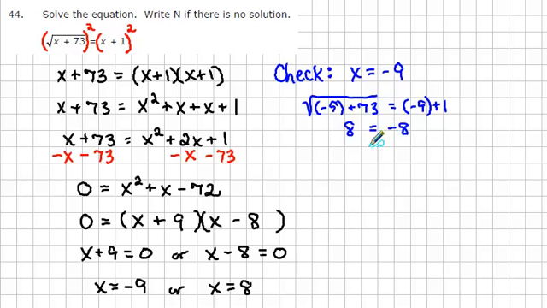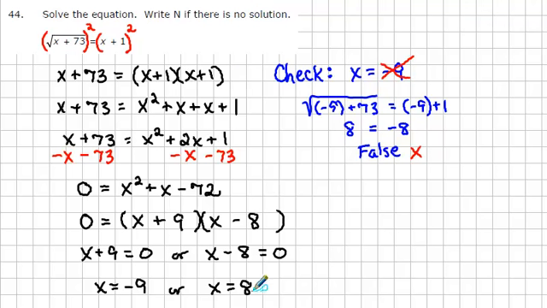Well, 8 and negative 8 are not equal to each other, so the result of our check is a false statement. That tells us that x equals negative 9 is an extraneous solution. It does not satisfy the original equation. So negative 9 is not a solution. So we'll cross off the negative 9. Negative 9 is not a solution. It does not check.